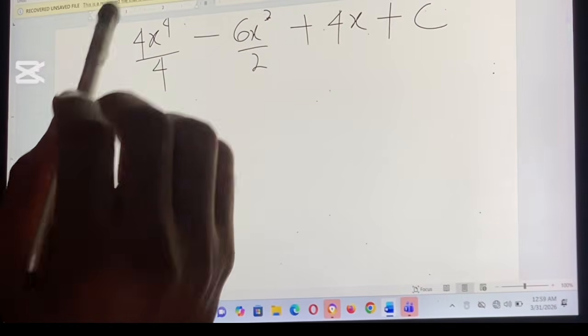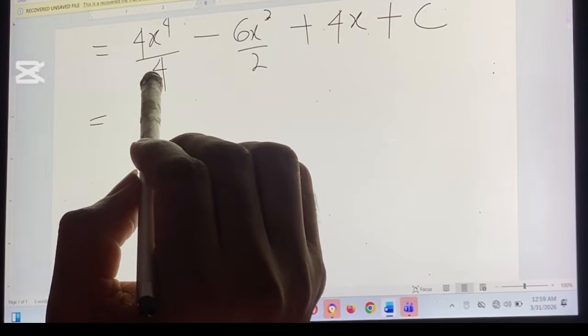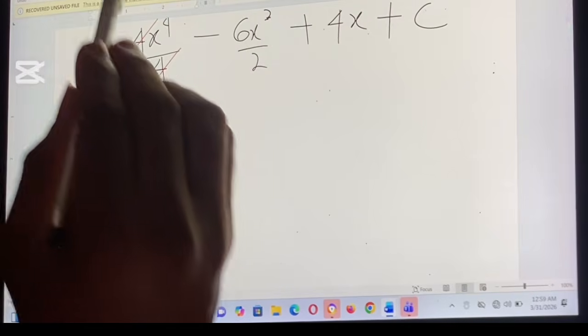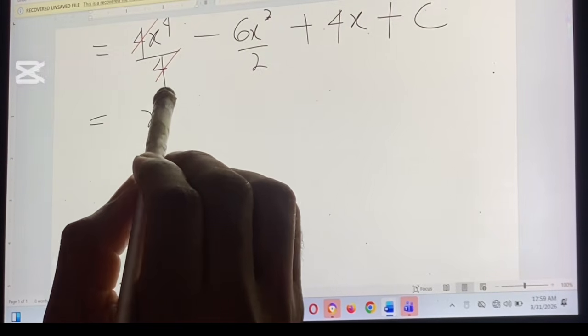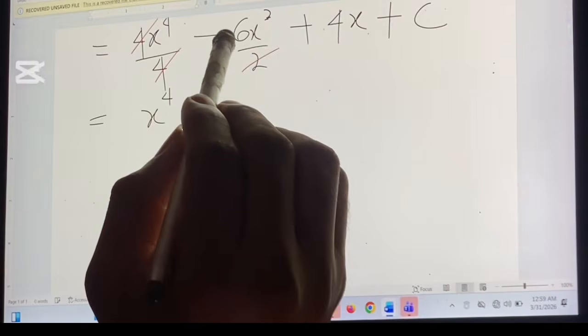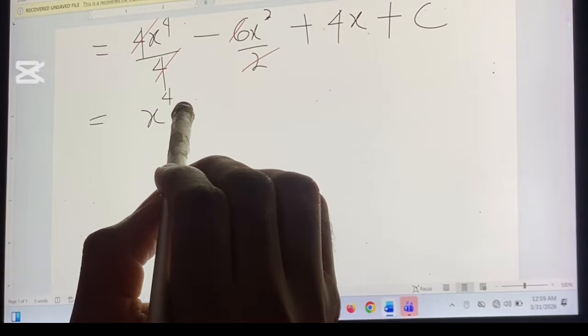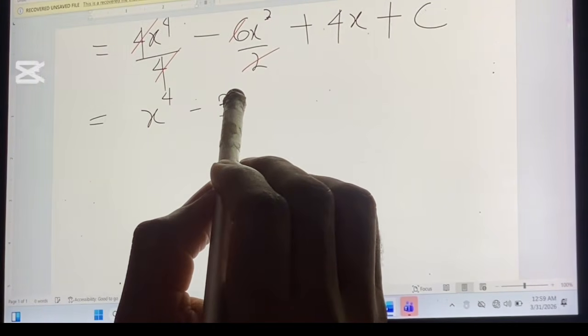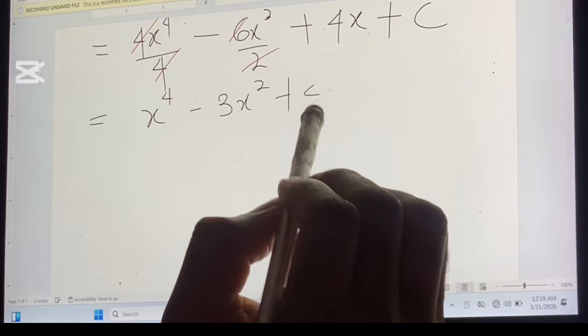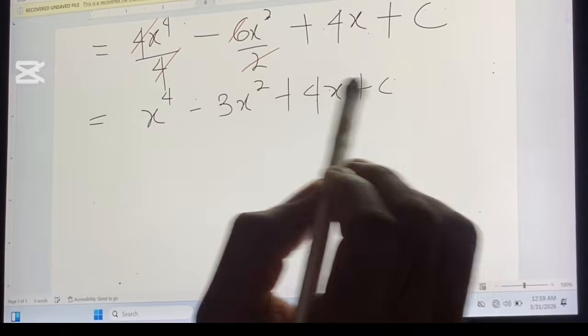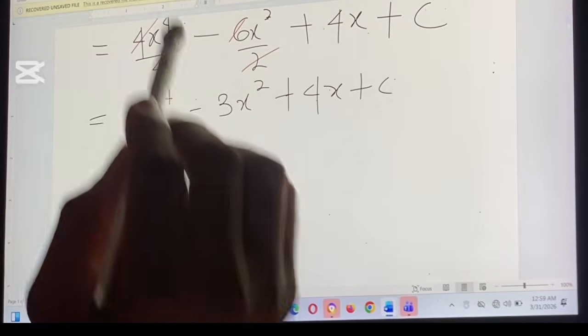Okay, we can divide here, cancel this, and I'll be left with s raised to the power of 4. Divide this, I'll be left with minus 3s squared plus 4s plus c. So class, this is my answer.